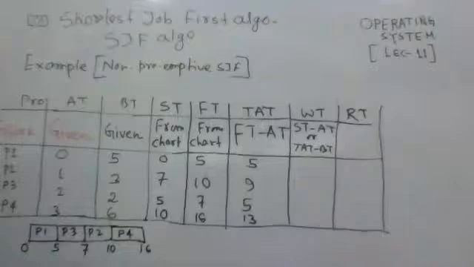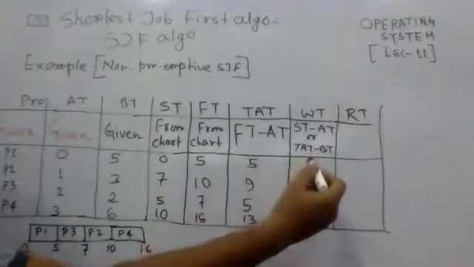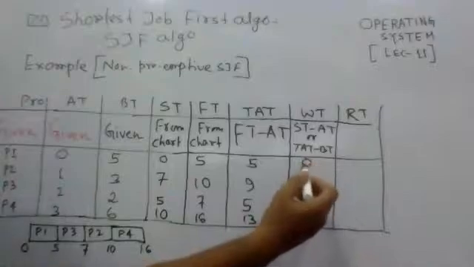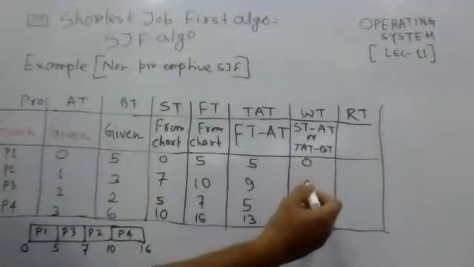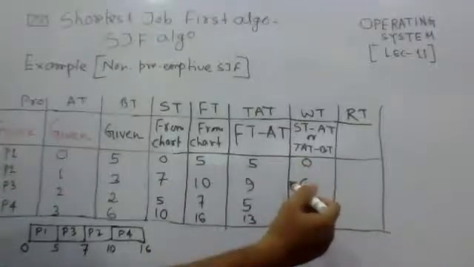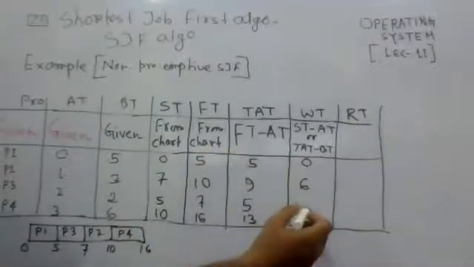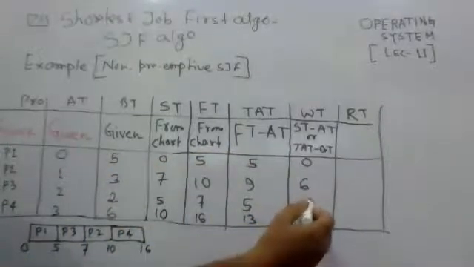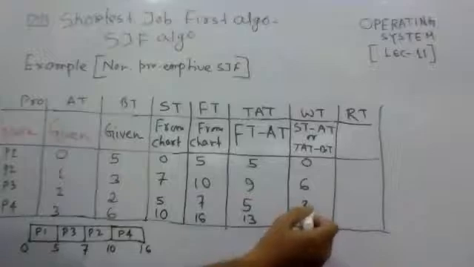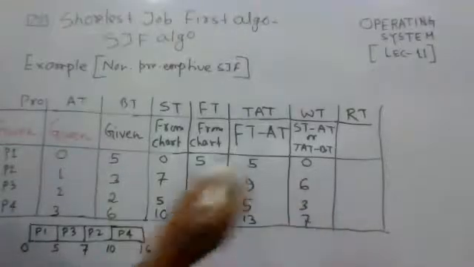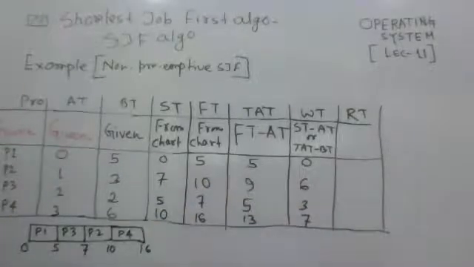So in this particular case, if we use this formula, then the waiting time for P1 will be 0. For P2, it will be 6, that is starting time minus arrival time. Then for P3, it will be 3, and for P4, it will be 7, right? So just put the value and calculate. So this is called waiting time.